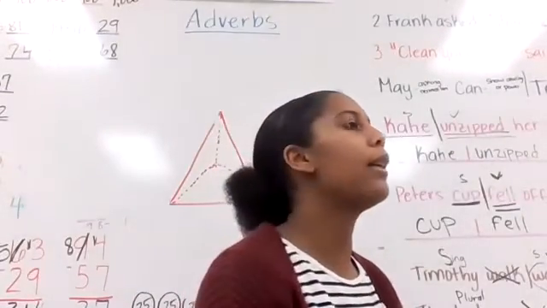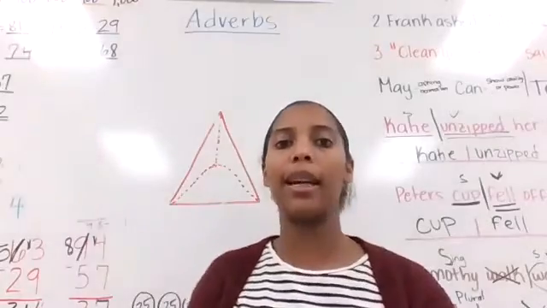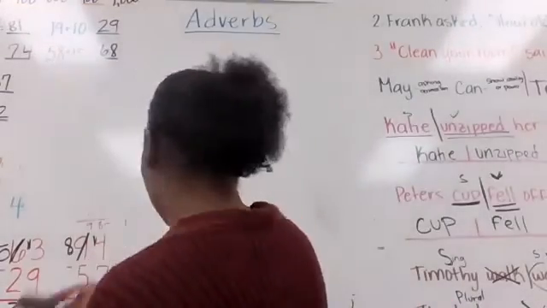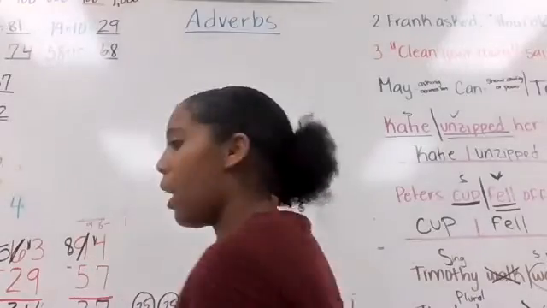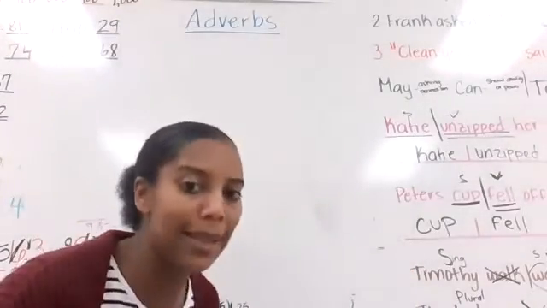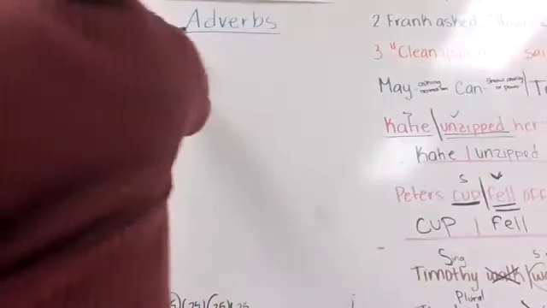Good. And we've learned also adjectives. That was our next thing. And what is an adjective? An adjective is a word that describes a noun. Now we're moving on to adverbs, okay? So make sure you write this down. So an adverb.